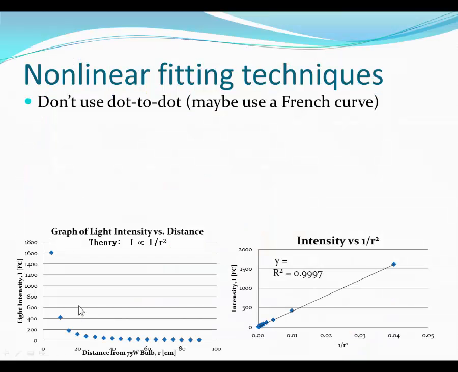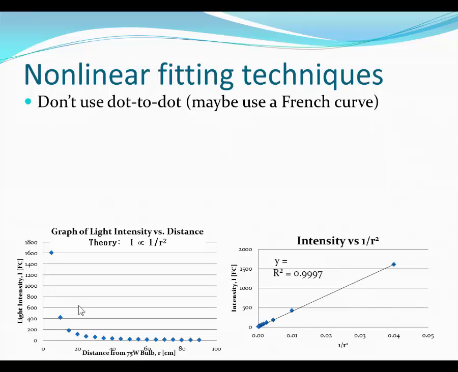When we're trying to fit a curve, don't use dot to dots, don't connect your points. You might use a French curve or something to try to do a curve fit, but really, we only want to do a curve fit if we actually have a way of finding the equation for the curve. So for example, using regression.